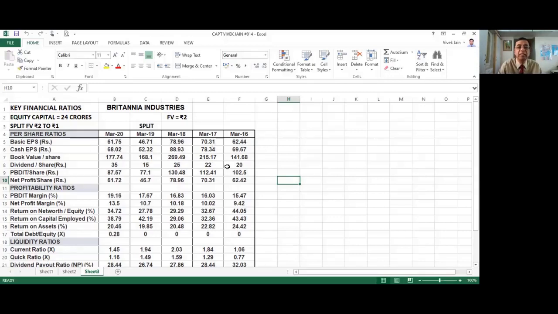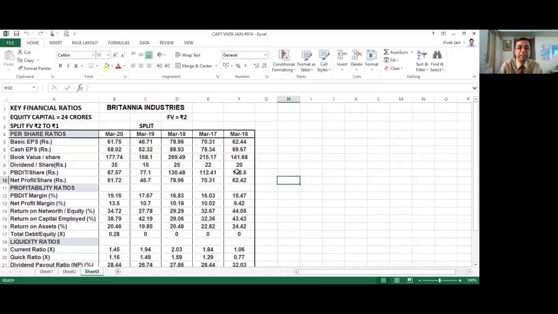See, book value started from 141, came up to 269. After splitting, it became 168 and 178, which is also quite well. If you double 177, it becomes 354. In other words, the book value from 141 increased up to 354 on the same 2 rupee face value share.